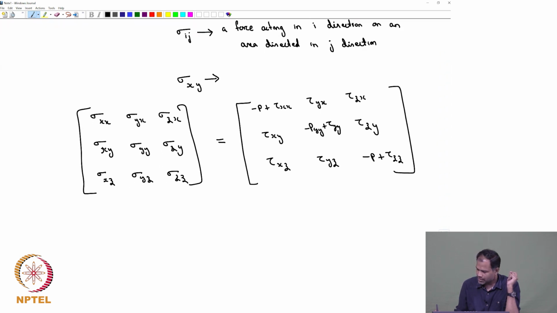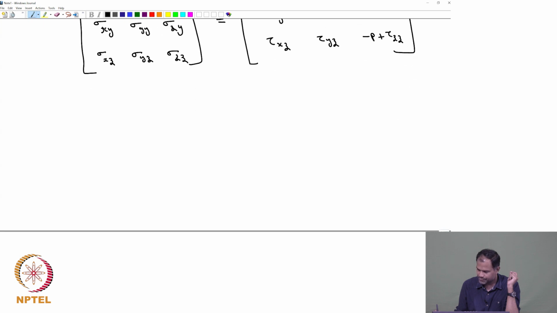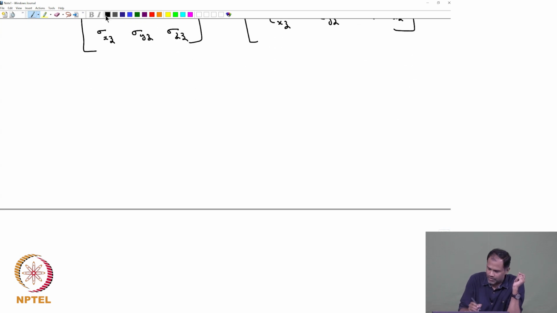So, let us make another diagram. Okay, let us consider a fluid element.